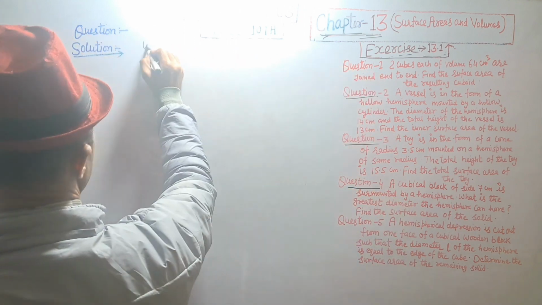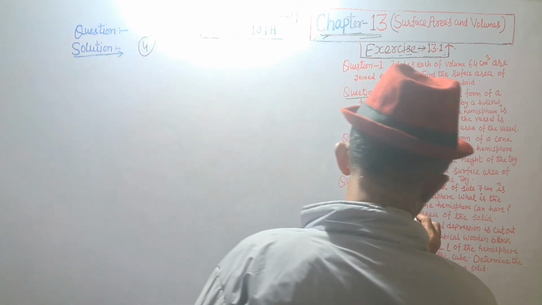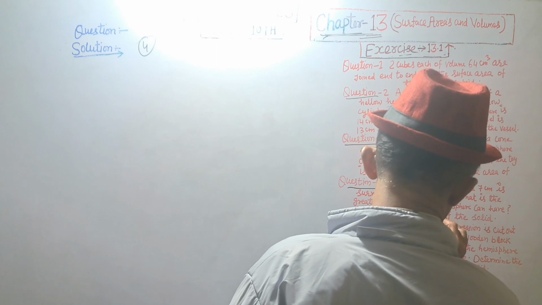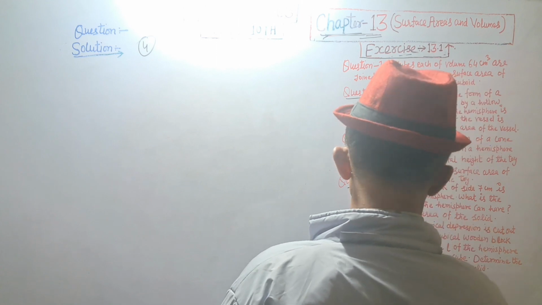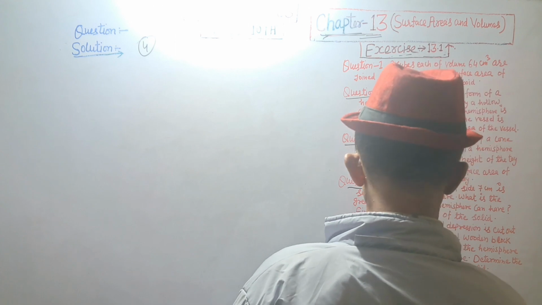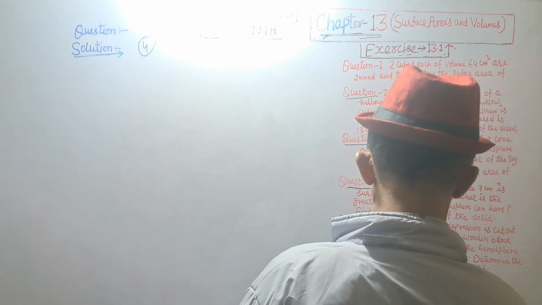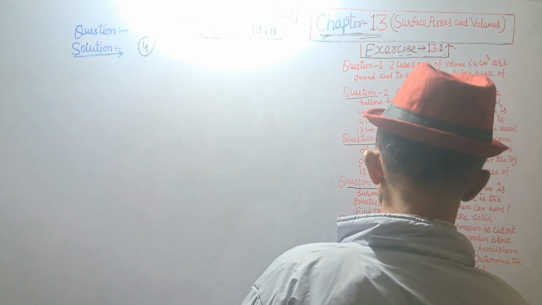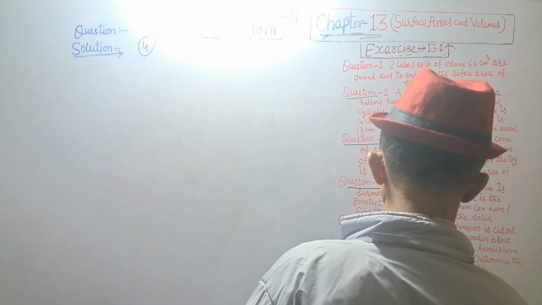Question number 4. A cubical block of side 7 centimeter is surmounted by a hemisphere. What is the greatest diameter of the hemisphere can have? Find the surface area of the solid.